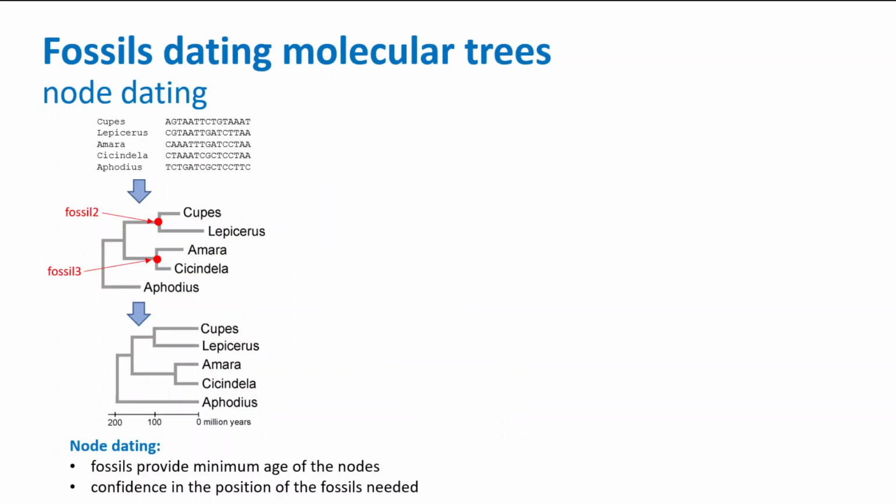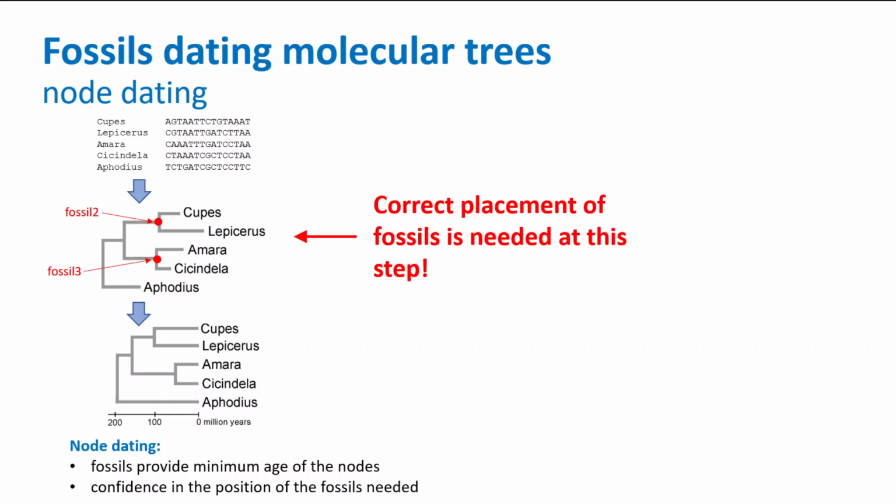So when we use the older method, the node dating, it is actually easier because we only use the modern species and the DNA. But we need to be very careful about this step when we figure out which nodes are dated or calibrated by which fossils, because we naturally need a correct placement for the fossils. Otherwise, you can make a mistake, use the fossil to calibrate an incorrect node, and then you can get quite a biased time tree.